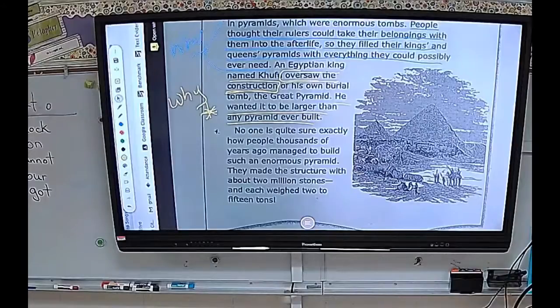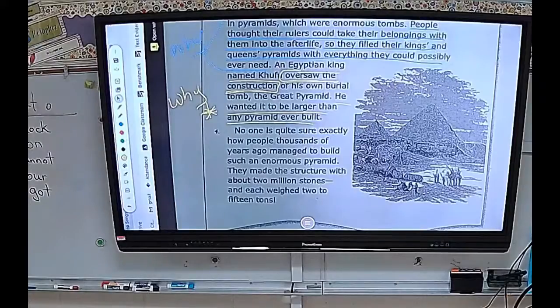No one is quite sure exactly how people, thousands of years ago, managed to build such an enormous pyramid. They made the structure with about 2 million stones, and each weighed 2 to 15 tons.